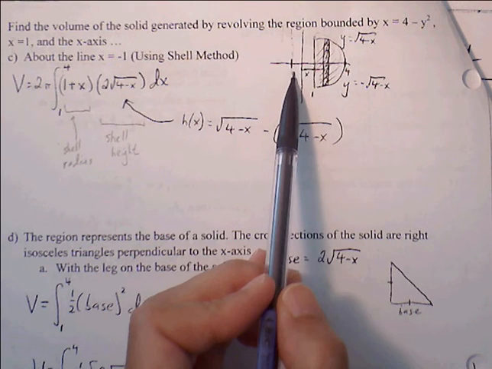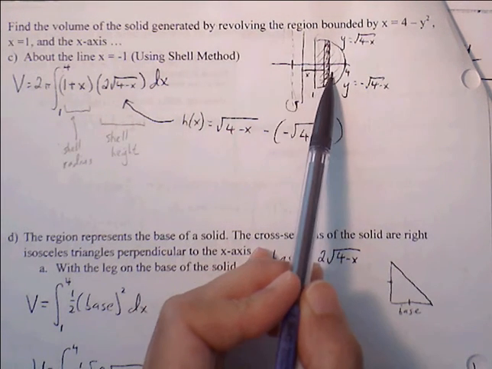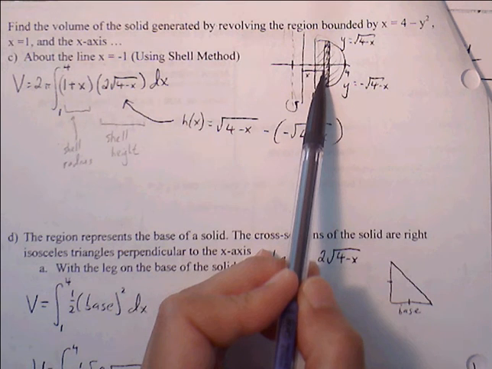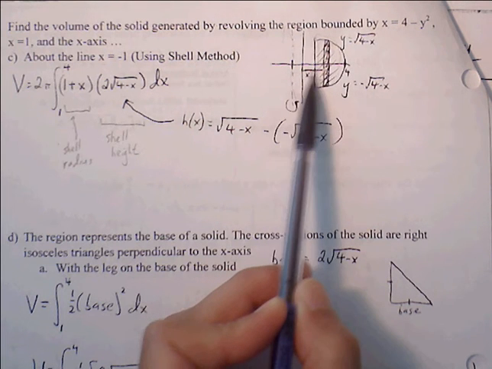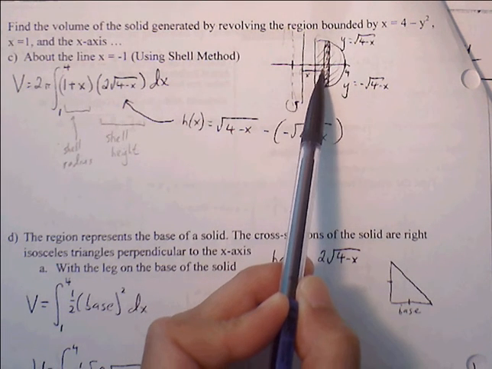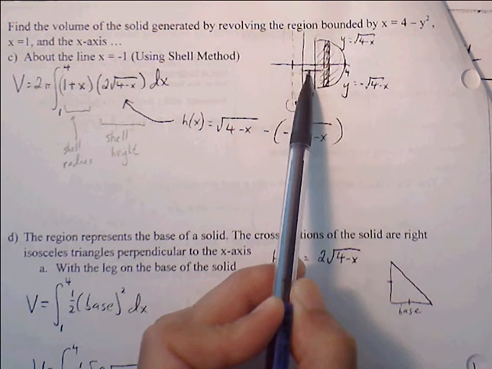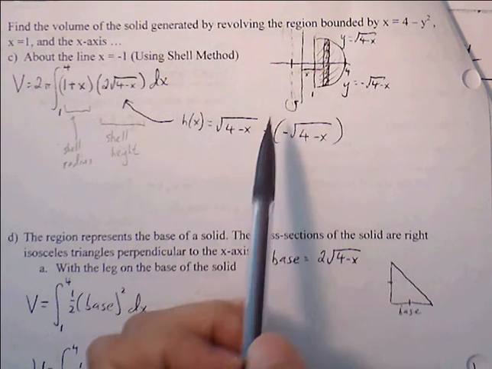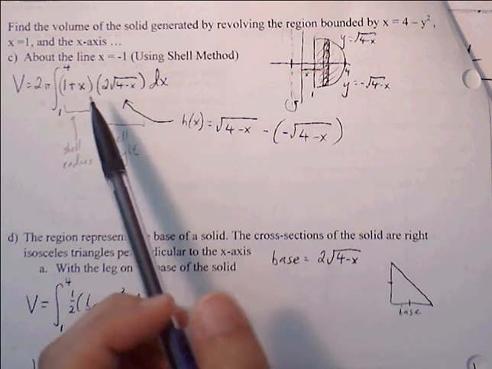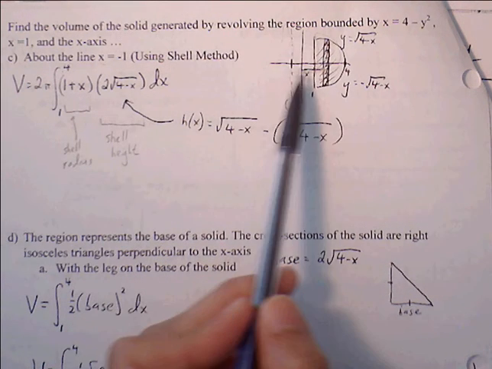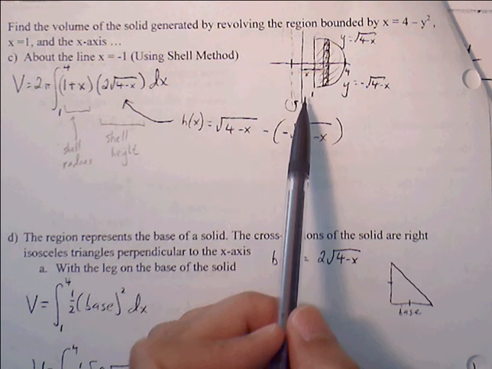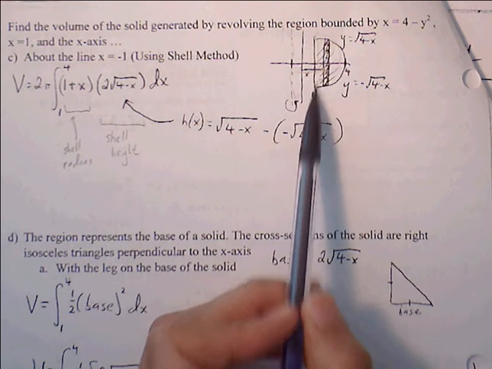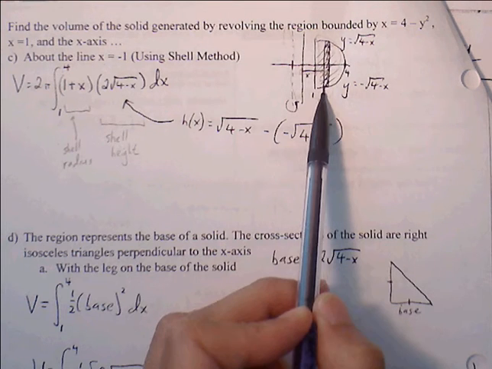we have to find the distance from the axis to a point that is in the curve. So the shell radius will be 1 plus x, and x will be the distance from the axis to any point that is in the shaded region. Okay, so 1 plus x will be the shell radius from the axis to any point on the curve. And then the shell height will be top minus bottom, so also it has to be in terms of x.